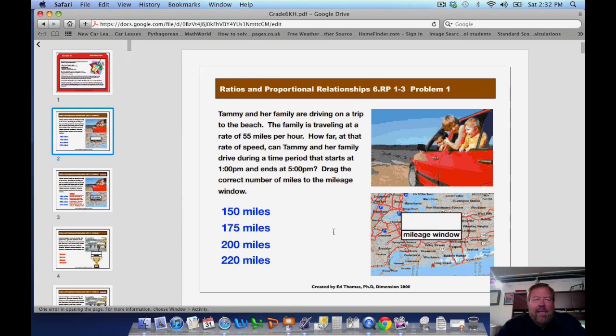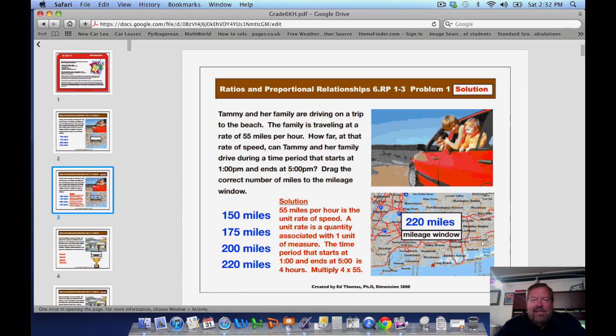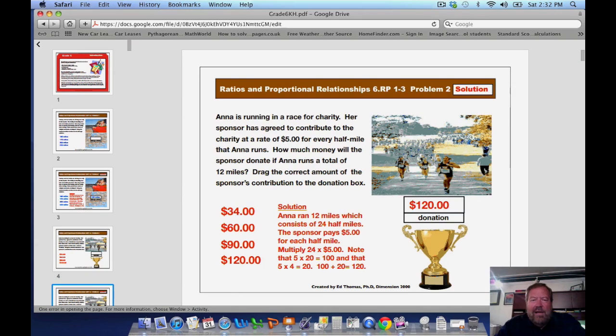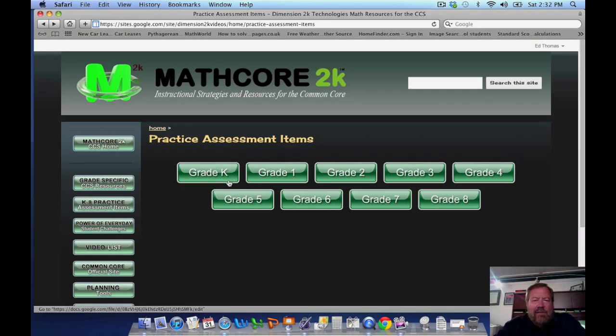And after each question slide is the answer slide. So this is very nice. The teacher can use these to review problem-solving items in line with the idea of the new test coming down the pike. And again, each question is followed by an answer slide. And I'm going to go back. And so we have this for grades K through 8. And this is a very powerful tool that Mathcore2k provides.